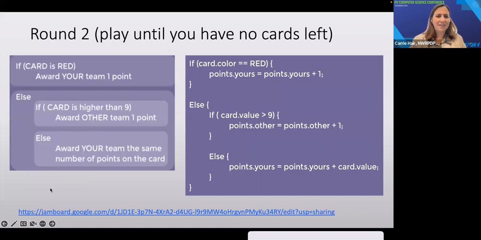And there are 2 sets here. They're the same directions. One's in a little bit more computer speak, but in round 2, if the card is red, award your team a point. Else, if the card is higher than 9, award the other team 1 point. Else, award your team the same number of points as on the card. I see a lot of wows. And if you look over here, the second purple, it's the same.